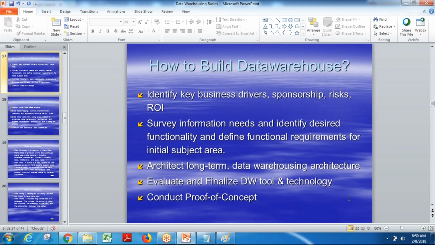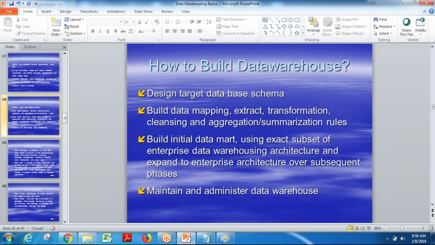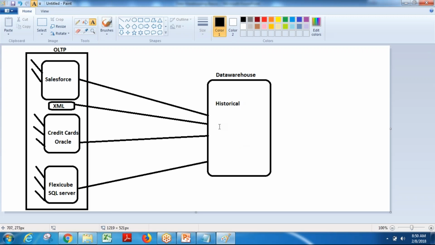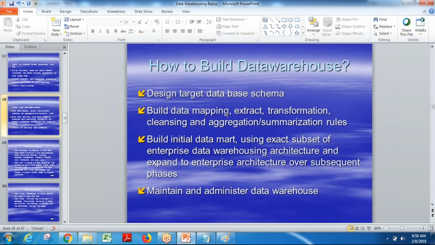And then we conduct a small POC. Once the POC is conducted, we define the target database schema. What do we mean by defining a target database schema? It is nothing but defining and organizing the tables within the data warehouse. Ultimately, in the data warehouse also, we store the data in the form of tables, right? So you must first define the target database schema. Then you define the ETL mappings and load the data into the data warehouse.